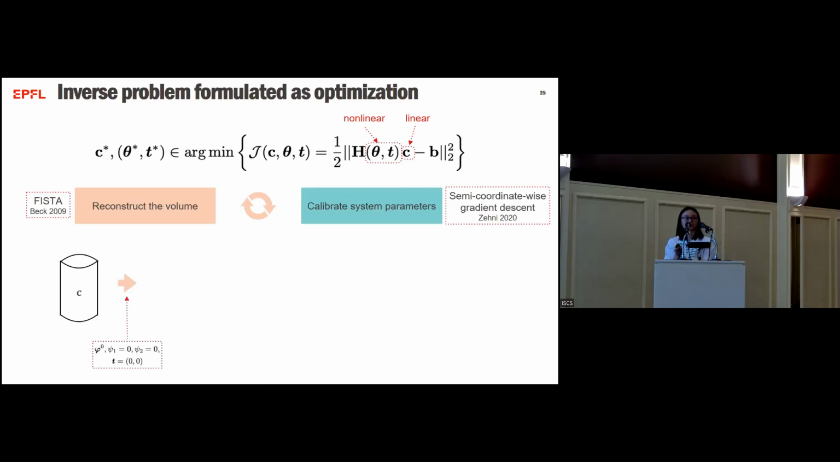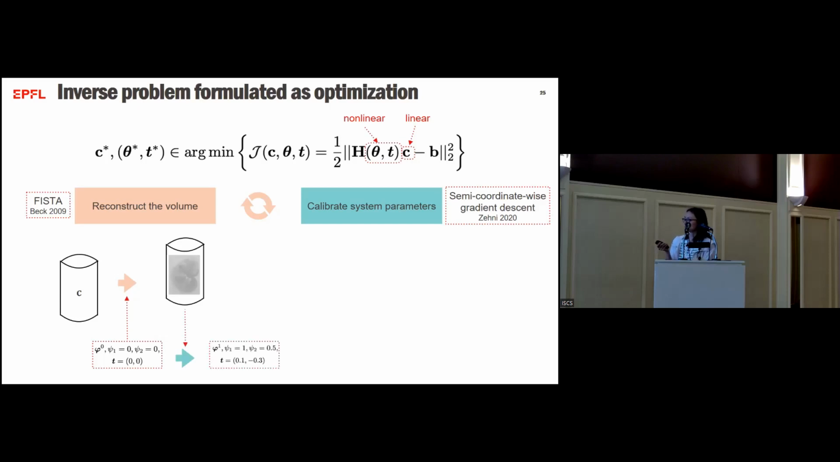And this is how it works. We start from an initial guess, usually a zero guess for the volume. So we have an empty volume, and then a set of parameters that corresponds to a perfect system free of errors. Then we run one step of reconstruction to get a rough estimate of the volume.